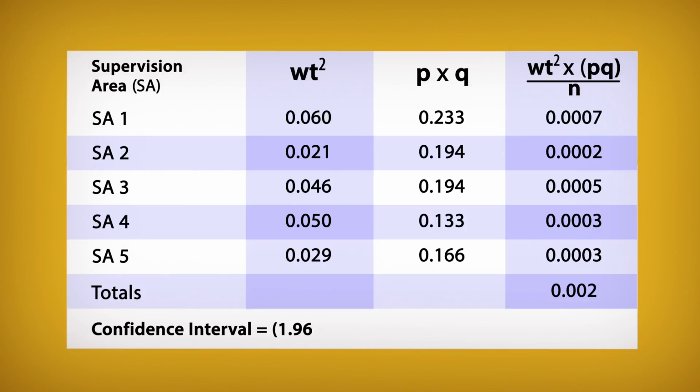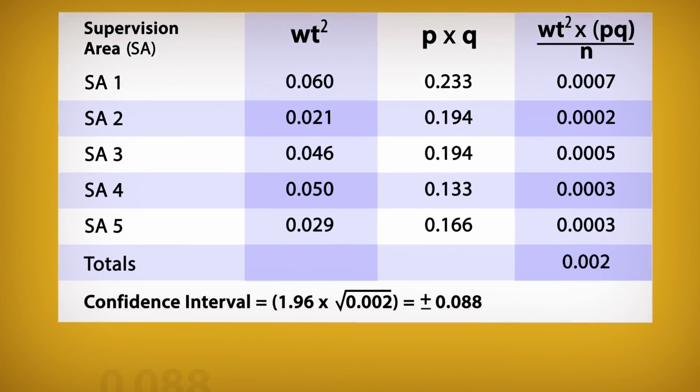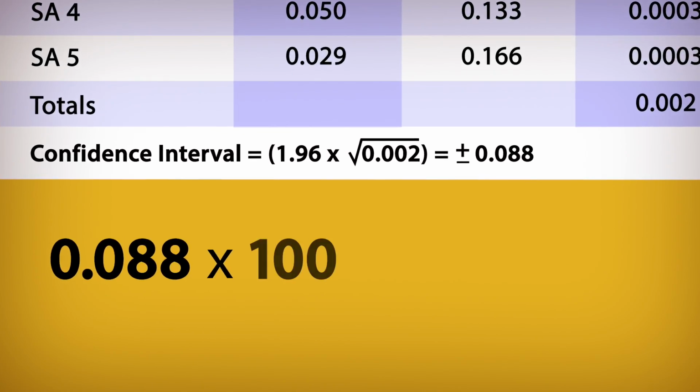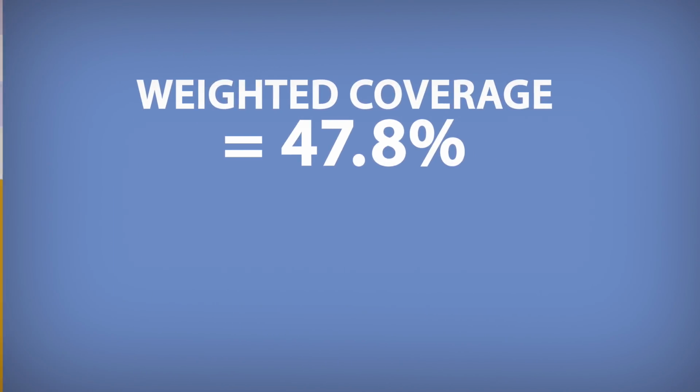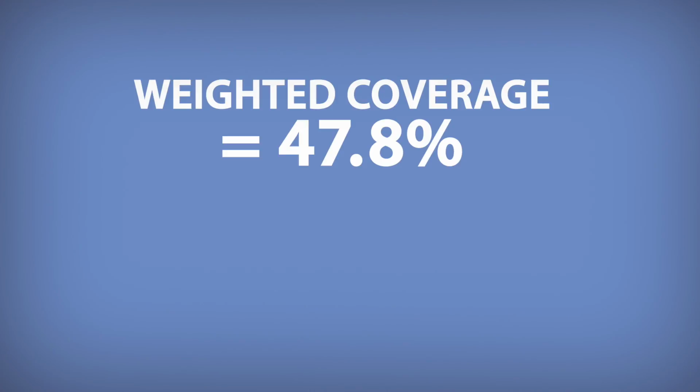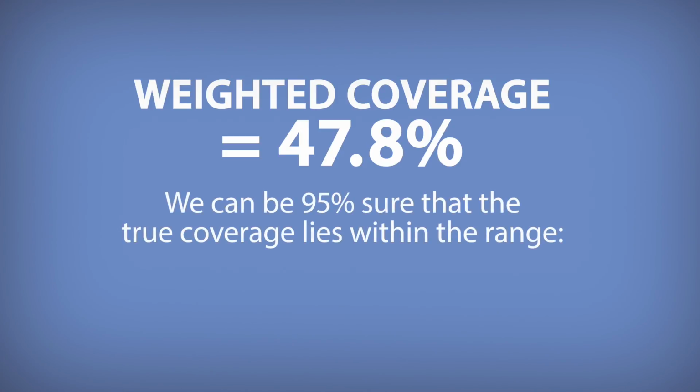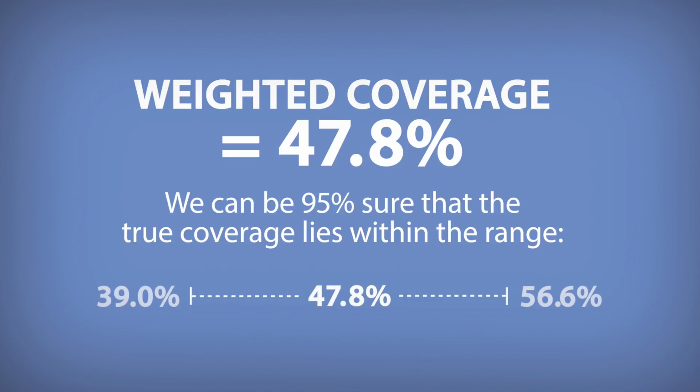1.96, this is just the number we use to signify 95% confidence, multiplied by the square root of our total, in this case 0.002. The answer here is plus or minus 0.088, rounded to 3 decimal places. Multiply this by 100, and we have a confidence interval of plus or minus 8.8%. So if coverage is measured at 47.8%, we can be 95% sure that the true coverage will fall within a range of plus or minus 8.8 percentage points. This is a generally accepted level of accuracy.